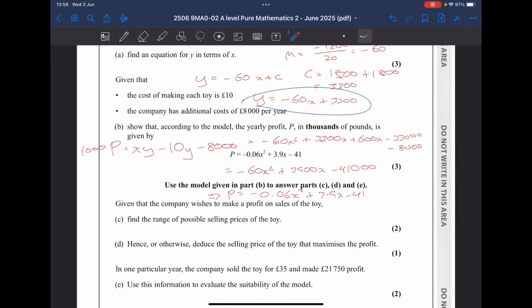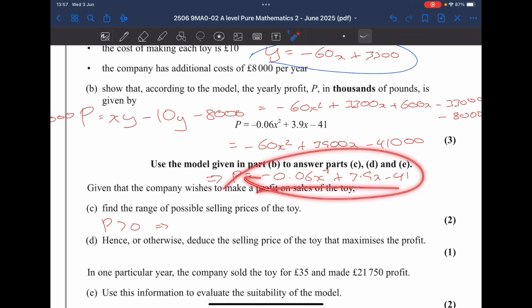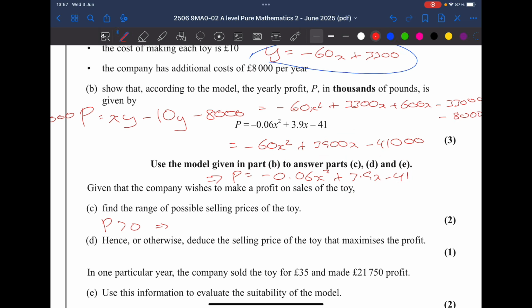Given the company wishes to make a profit on the sale of the toys, find the range of possible selling prices of the toy. So to make a profit, that means p is positive. So we want to solve this equation equal to 0 and find when it's valid. I think you guys have calculators that can do that. I will choose a calculator as well, like Wolfram Alpha. So doing that, we get minus 0.06x squared plus 3.9x minus 41. What numbers do we get? So we say it's equal to 0 to start with.